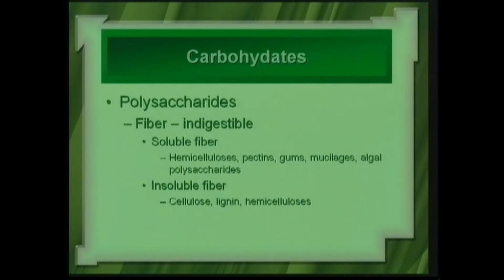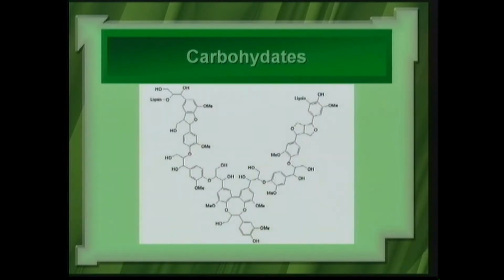We also have insoluble fiber, including the cellulose that we talked about. Remember lignin too. Lignin is found in secondary cell walls, right? Hemicelluloses as well. So here's a little model, this is lignin here. You can see it's kind of complex. This is something that we cannot digest. Our body cannot break this down.